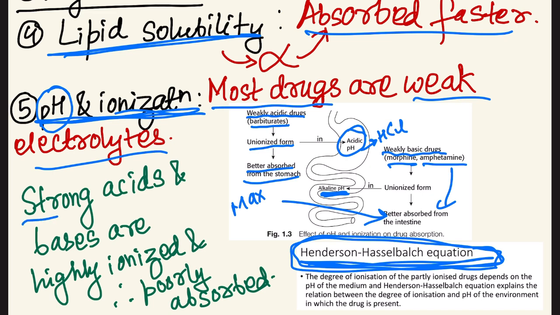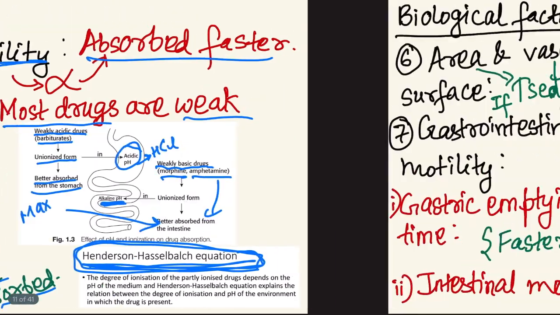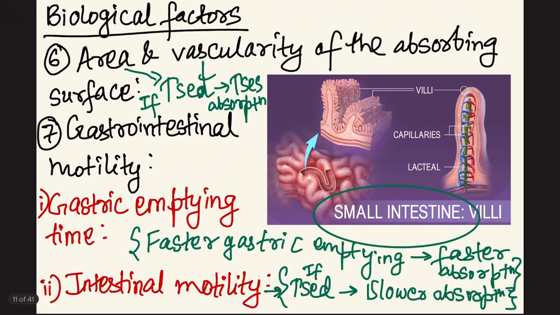Drugs which are strong acids and bases are always highly ionized, and hence they are always poorly absorbed. And it doesn't depend on the pH of the medium in which the drug is present. They are always going to be in a polar state, that is in ionized form, and hence their absorption will be less.